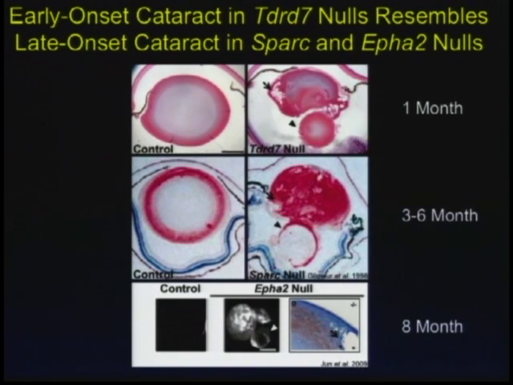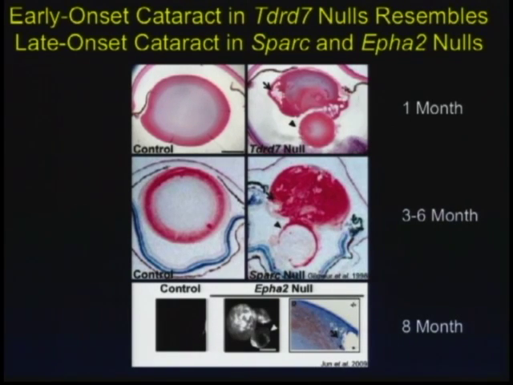The same rupture of the posterior part could be seen in EPH-A2 null mutants too, but at the 8th month stage. So we think that the reason the Tdrd7 mutant is more severe at an earlier stage can also be, of course, because of strain differences. But one argument can be made that it does control a vast number of genes which are important for lens formation, which is why it has a much more severe phenotype.